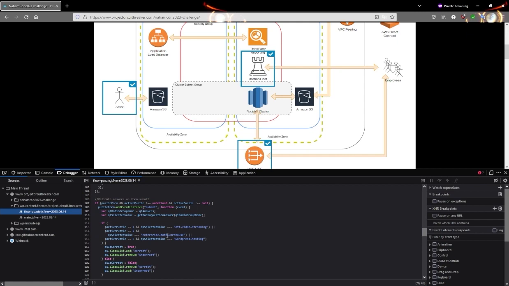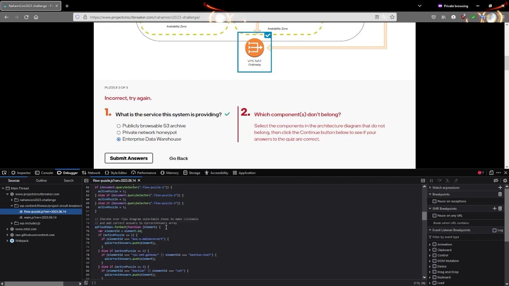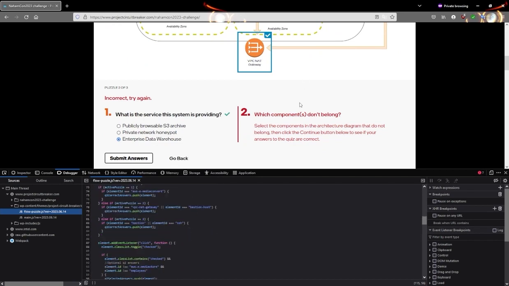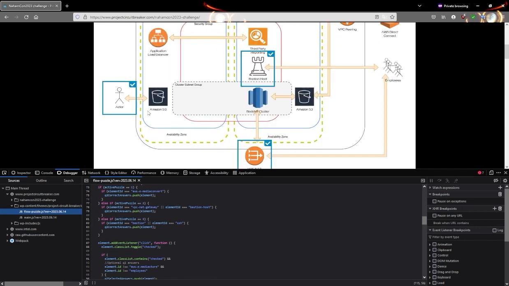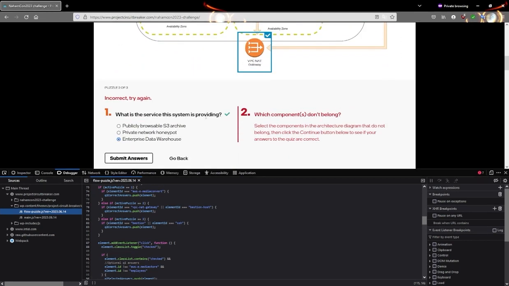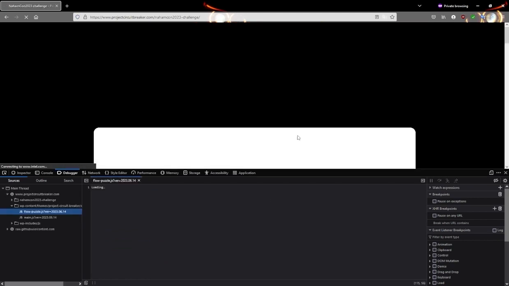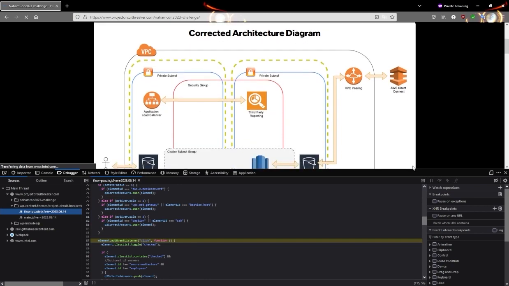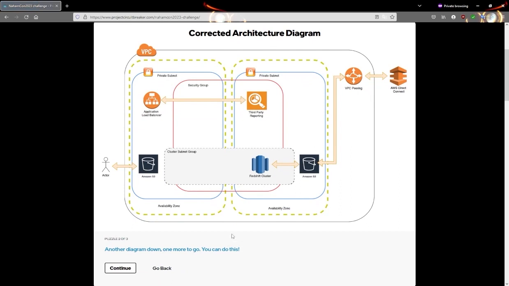So here, when the active puzzle is the second one, we already got the first answer, right? It is enterprise data warehouse, and the two that should be selected are Bastion host and the VPC NAT gateway. If we submit that, usually it didn't work because I had already selected Okta as well, so I was very confused why it didn't work. But yeah, it works, and we get the answer. The corrected architecture diagram is presented to us here, without the Bastion host and that one.